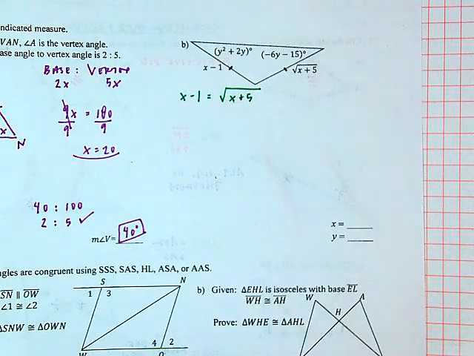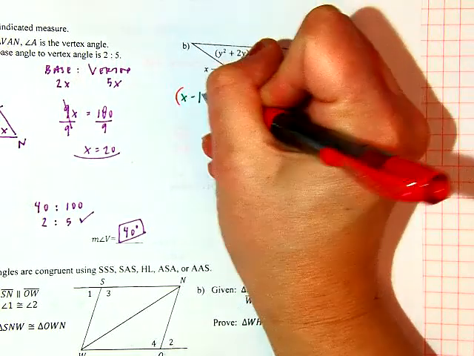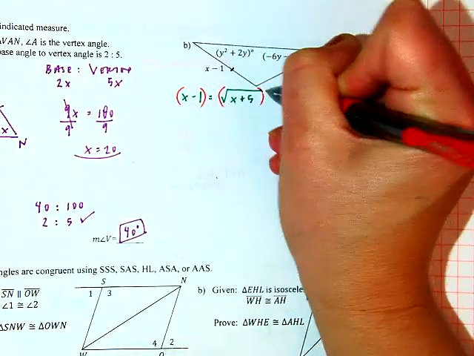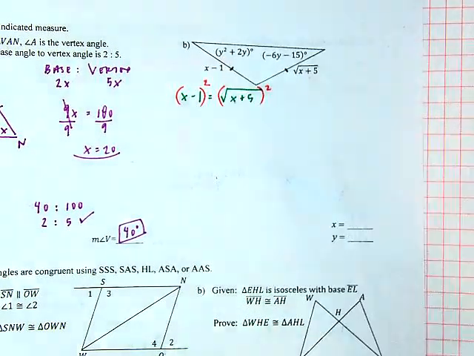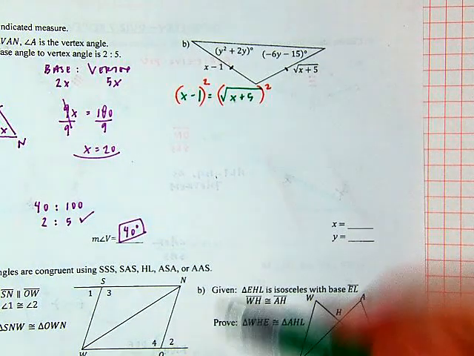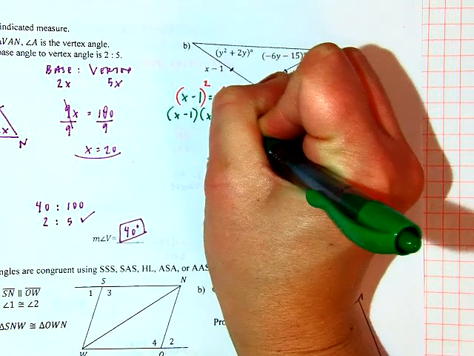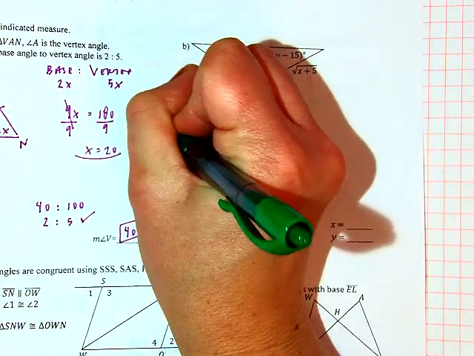I see it's a radical equation, right? I see the square root and I see a variable underneath it. So to unlock that square root, I need to square both sides. In doing so, on the left, when I square a binomial, x minus 1 times itself, I have to FOIL it out.